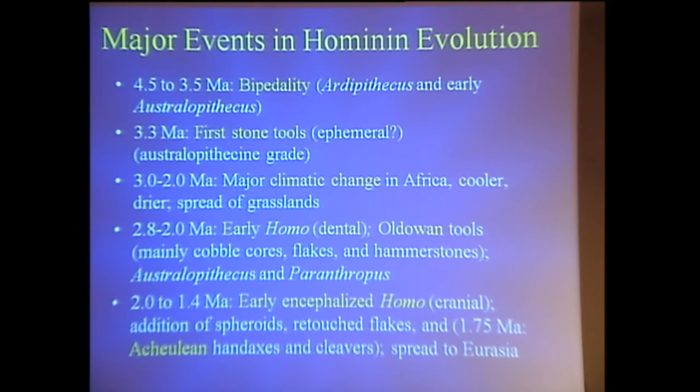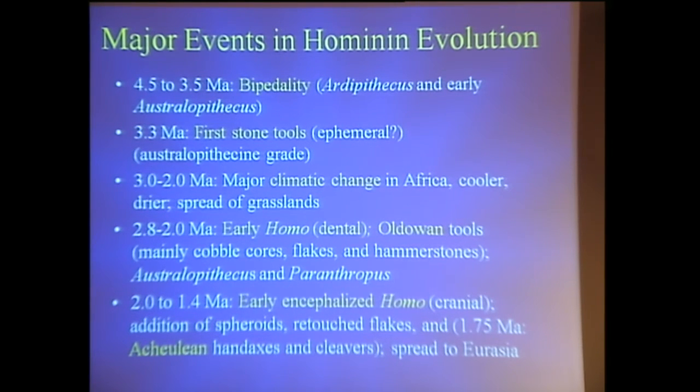Major stages in hominid evolution: between 4.5 and 3.5 million years ago, we have evidence of bipedality. We have the first stone tools at West Turkana starting around 3.3. We don't have much until about 2.6, so whether this is an ephemeral event, we don't know, and as far as we know, this would be in an Australopithecine grade. As Rick Potts has talked about, between 3 and 2 million years ago, there was major climatic change in Africa. Between 2.5 and 2.0, we have things that we are calling early Homo based on dental grounds, but we really don't know what the crania look like.